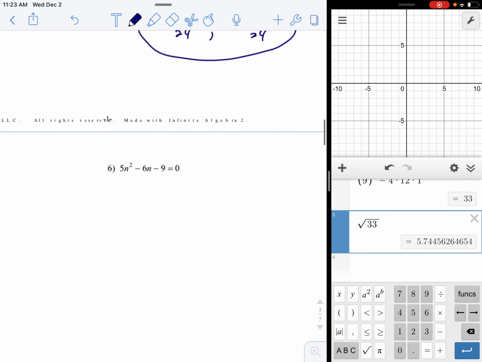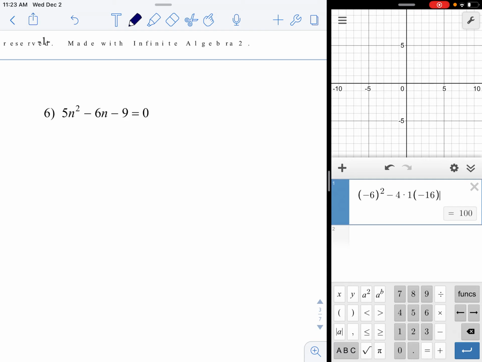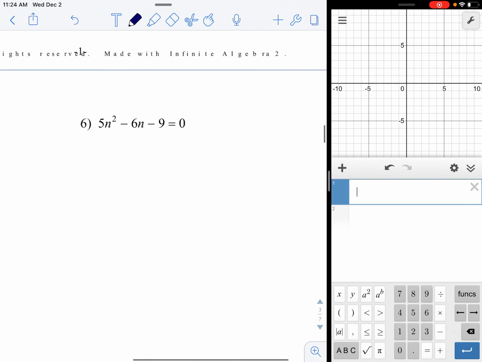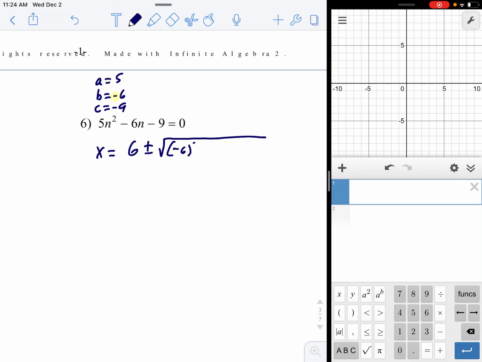Let's look at number 6 now. And I'll clear off my calculator. In this particular problem, A is going to be 5, B is going to be negative 6, C is going to be negative 9. So x equals negative b, and b is already negative, so that's going to turn into positive 6. If you like, you can write down negative 6. We already talked about that. Plus or minus the square root of negative 6 squared minus 4 times 5 times negative 9, all divided by 2a, so that's 2 times 5.